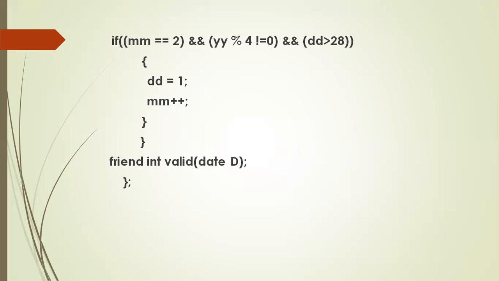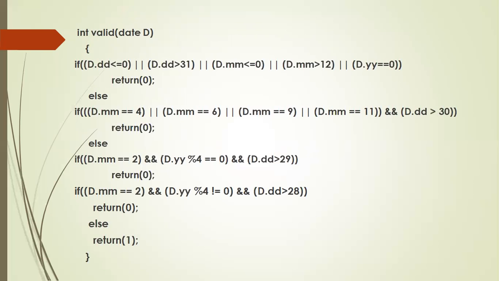Now you have to define the function called valid. The valid function or check function we already studied in your previous example. Probably in the previous program, I might have used the function name as check. No problem. The function name check and valid doesn't make any difference. So here return type is int. The function name is valid. The object is d, which is of class date.